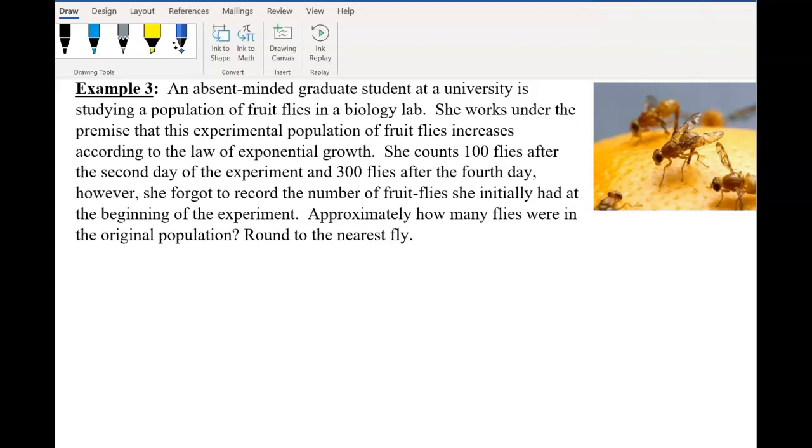So on day 2, we have 100. So that would look like 100 equals C e to the K times 2. On day 4, we have 300.